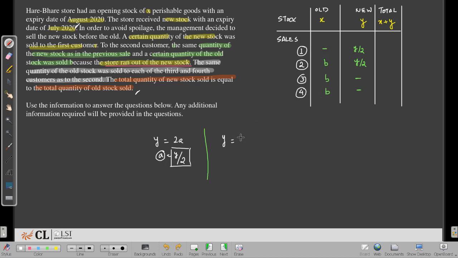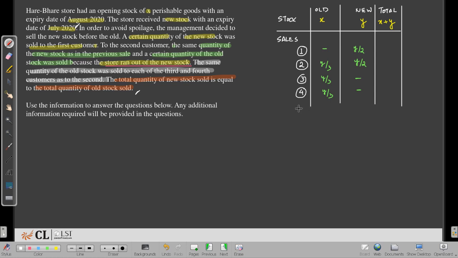The total quantity of new stock sold, y, is equal to the total quantity of old stock sold, which, adding all this up, we get 3 times b. This means we can write b equal to y by 3. I think that'll be amazing, because now we have captured all the information that is needed to solve the questions, in such a manner that we are dealing with just two variables, x and y.